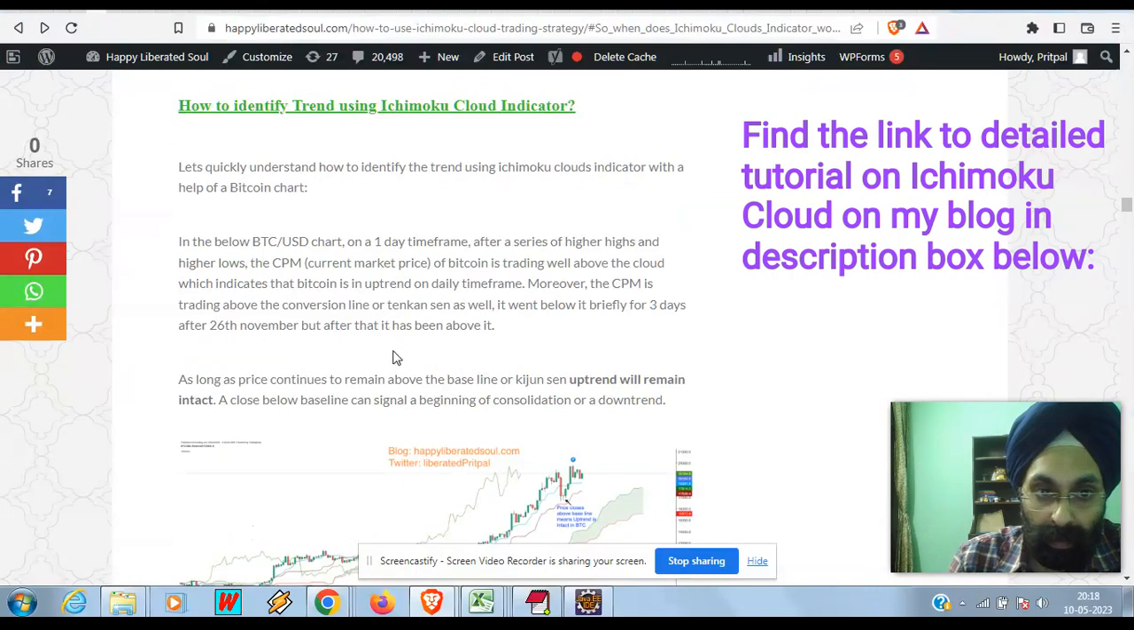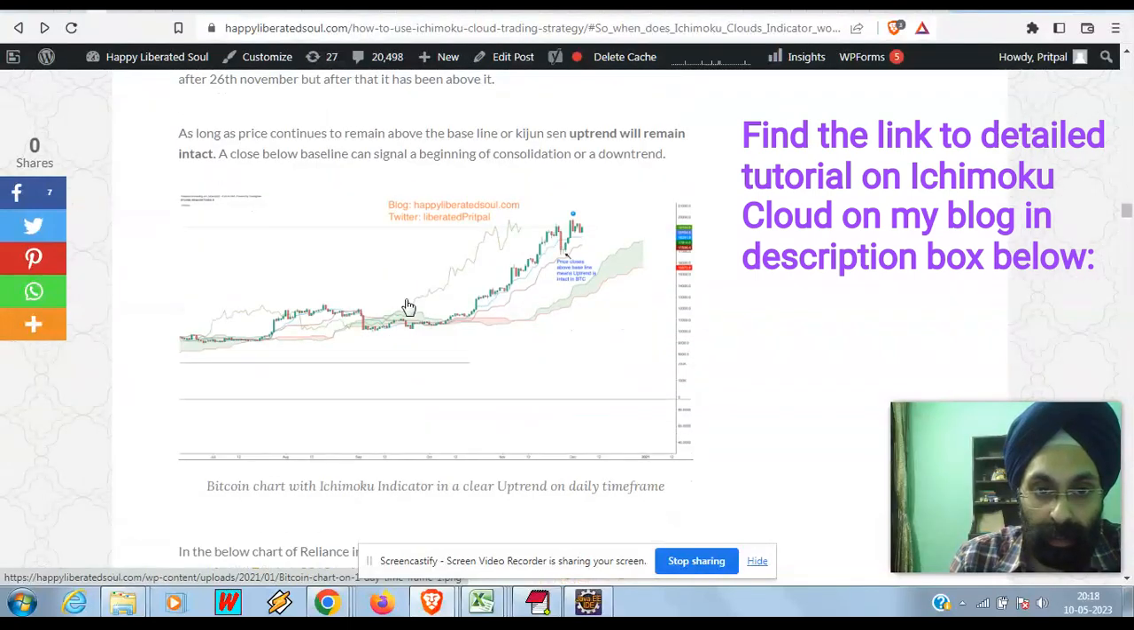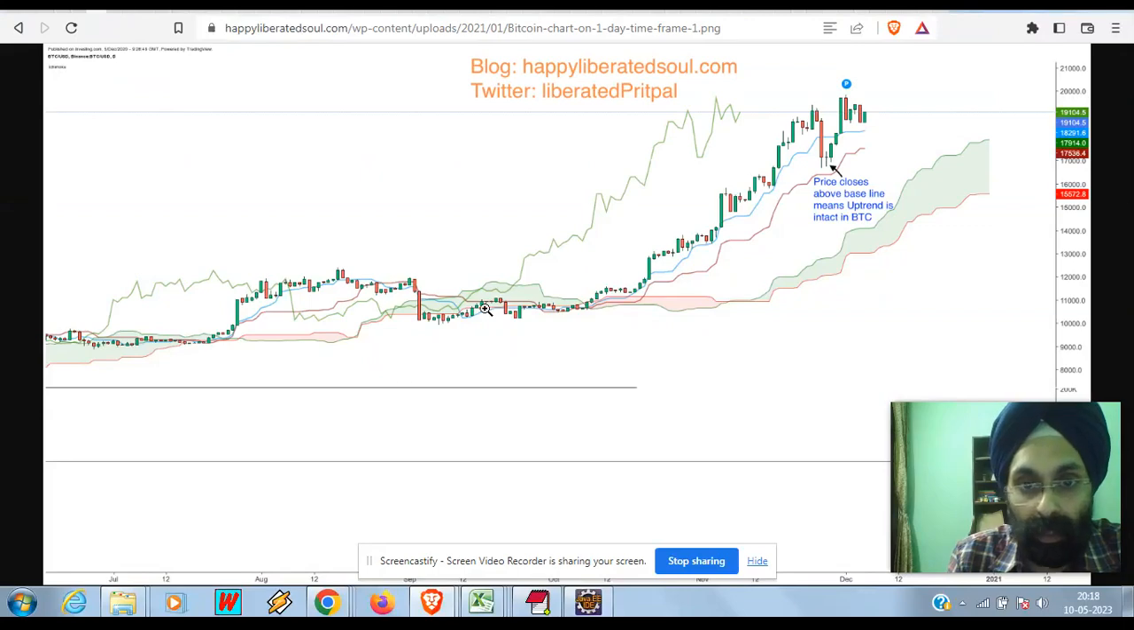Here we will understand it using a Bitcoin chart. I'm opening an image of the chart which I have added in my Ichimoku tutorial blog post. This is the Bitcoin chart on a daily time frame, and this is where the uptrend started. It started from here and continued till here. The Ichimoku cloud I have already added in the chart.